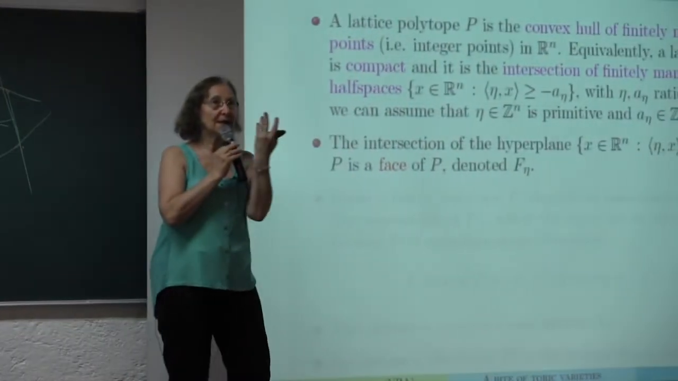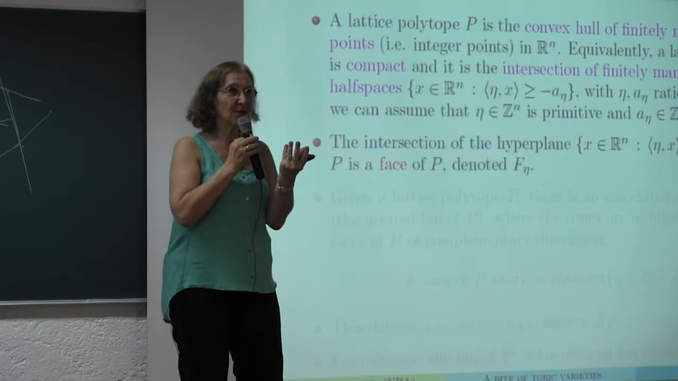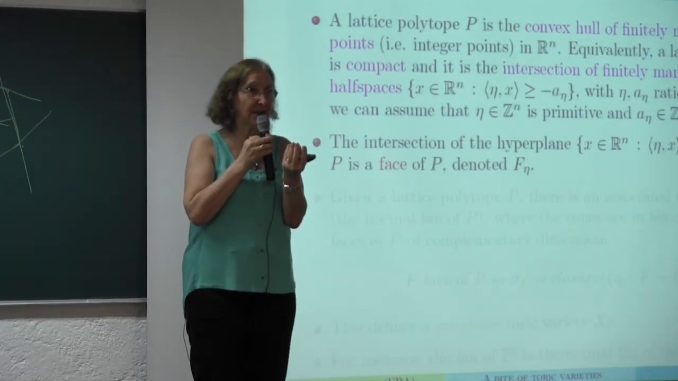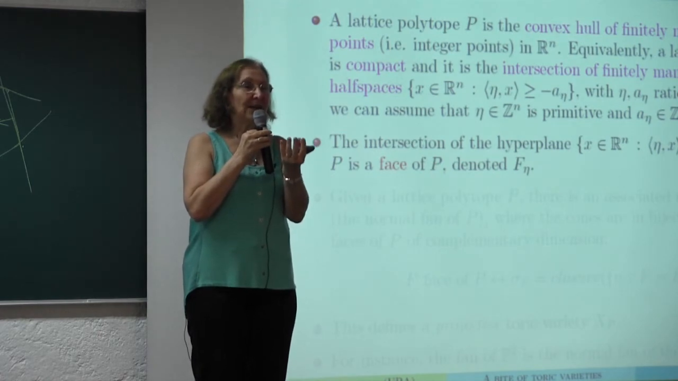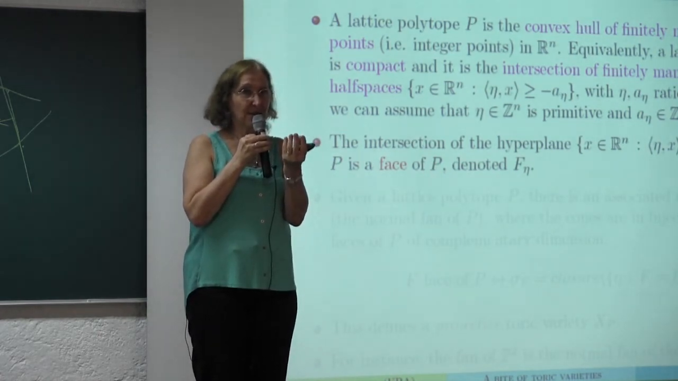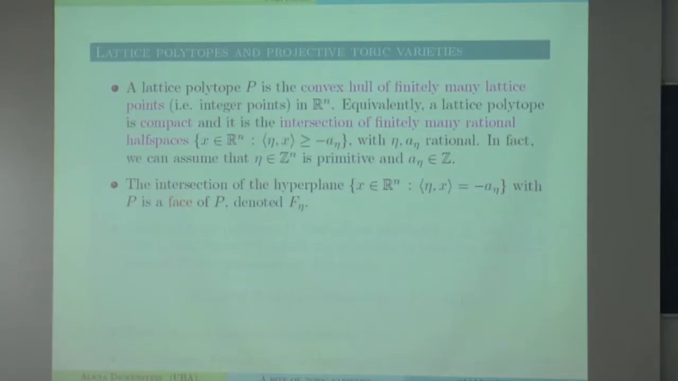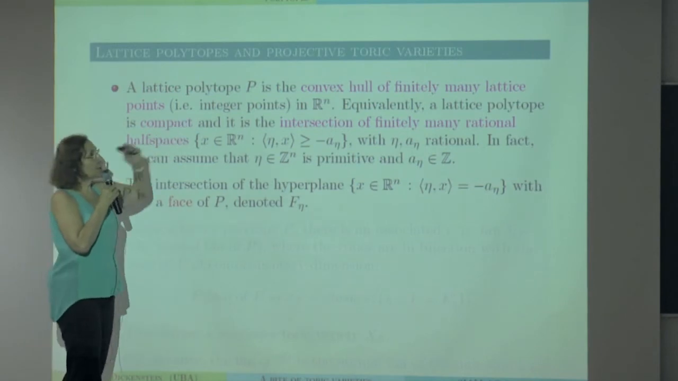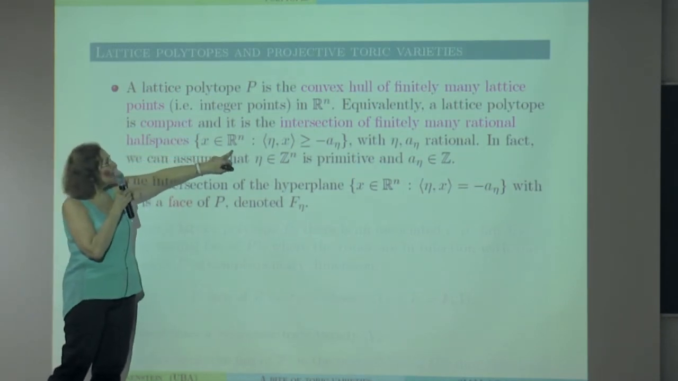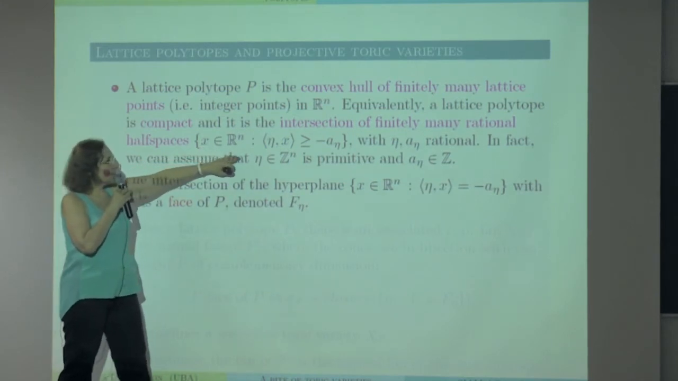If we have an intersection of half spaces, this is called a polyhedron. The cones that I had were polyhedra. And when they are compact, they are called polytopes. Okay? A polytope is a compact intersection of rational half spaces. So I can present it either as a convex hull of finitely many lattice points or as the intersection of these half spaces.